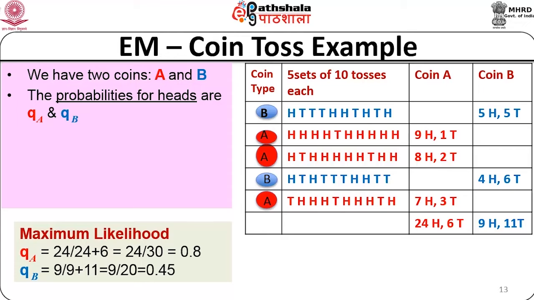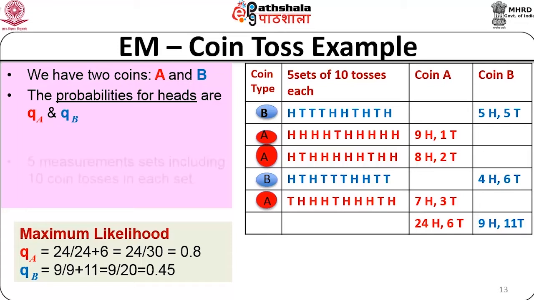Now, what we are doing here is we are having 5 sets of data. In each set we are tossing a coin 10 times. So, the first one is the B coin. We are tossing the B coin 10 times and we are getting head, tail, tail, tail, head, head, tail, head, tail, head. So, that is what we are doing. The probabilities of heads given QA and QB are known here: 0.8 and 0.45. We will see how this is done.